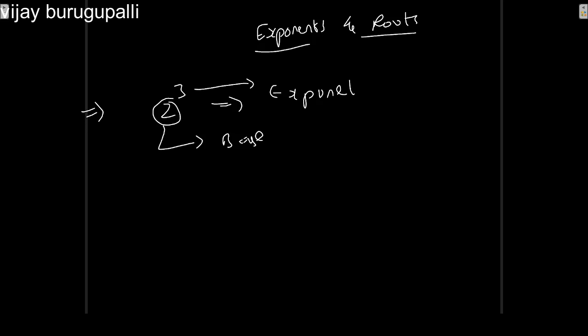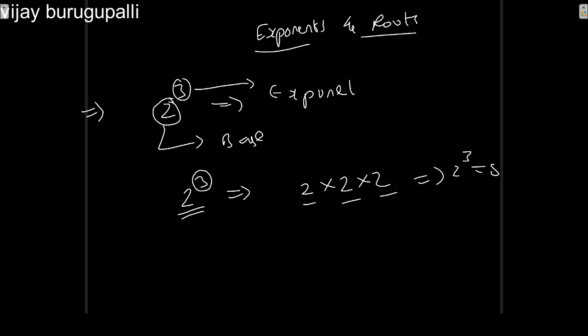Here 2 is the base number and 3 is the exponent. Exponent means that you have to multiply the base number exponent number of times. For example, if you consider 2 power 3, that means you have to multiply the base number 2, 3 times. So we multiplied 2 three times, that means the value of 2 cube is 8. Similarly, if you take 2 power 5, that means you have to multiply the base value 2, 5 times. So in this way we can write the value of 2 power 5.